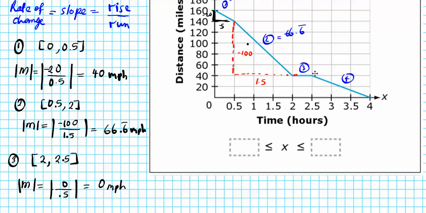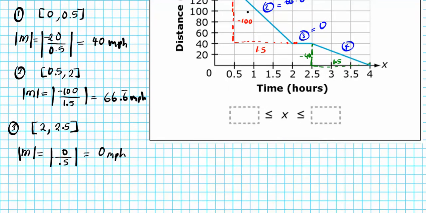Interval 4, let's write down what the slope is here. Interval 4, what's our rise and what's our run? For this one, our rise is going from 40 to 0. So 0 minus 40, negative 40, that's your rise. And your run is from 2.5 to 4. So it's 4 minus 2.5, which is 1.5. So that's your run.